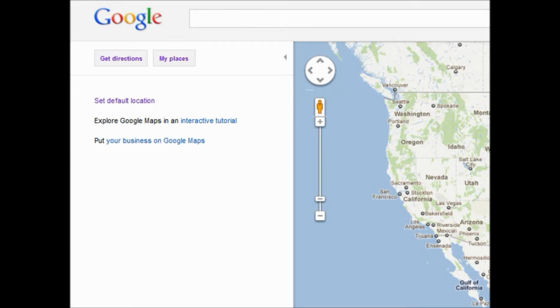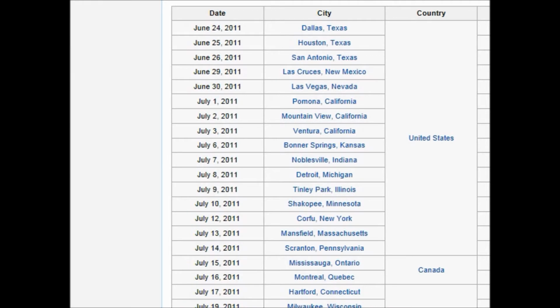What I am going to do is show you how to use Google Maps to calculate the cost of your gas on tour. And no, not flatulent gas, but the gas that goes into your vehicle. So right here, I went to Wikipedia and found out the 2011 tour dates for the Vans Warped Tour.